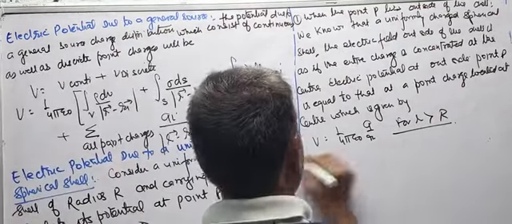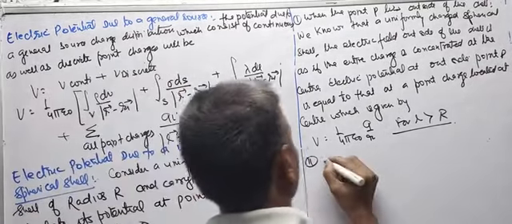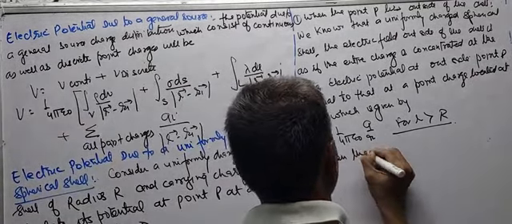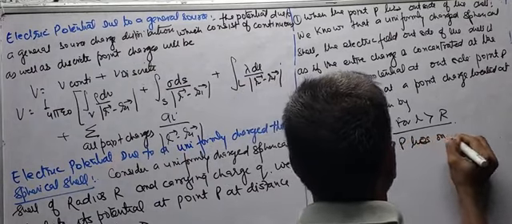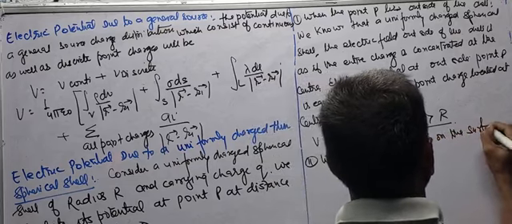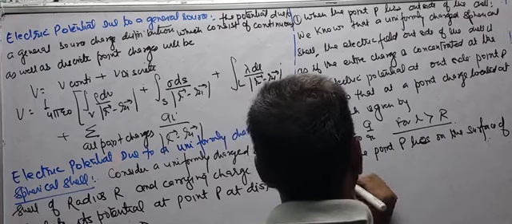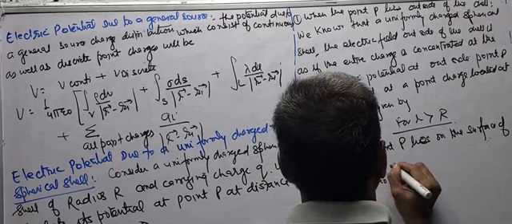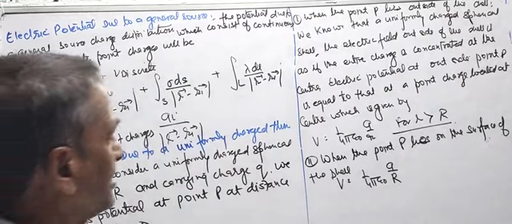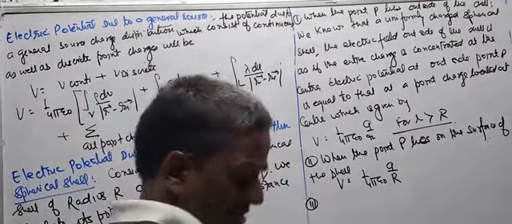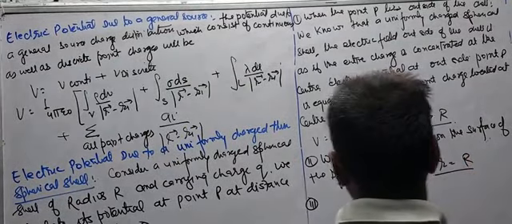Number second, when the point P lies on the surface of the shell, then V equals 1 upon 4 pi epsilon naught q upon capital R. Here small r equals capital R.